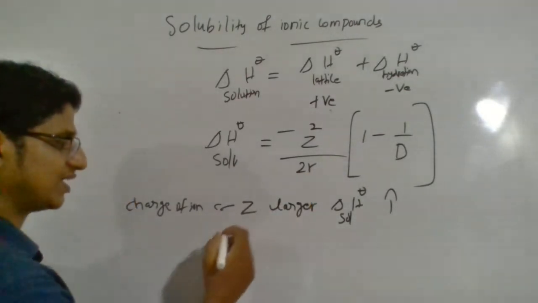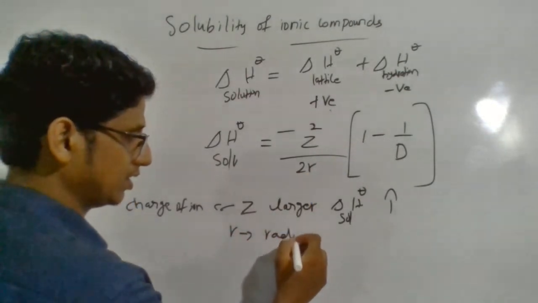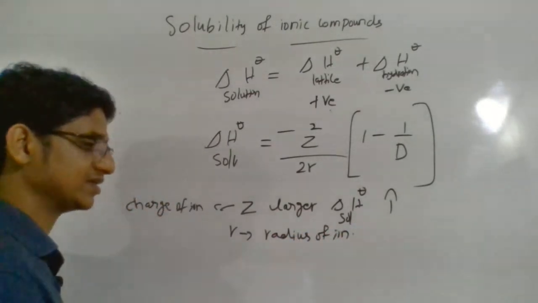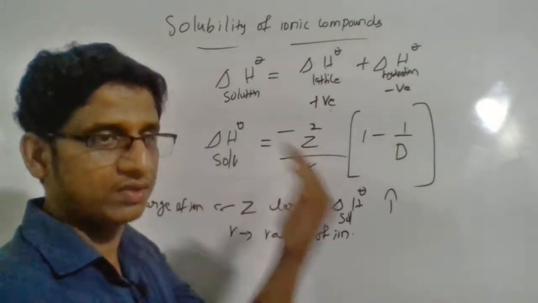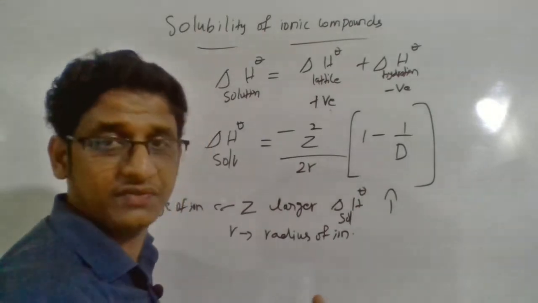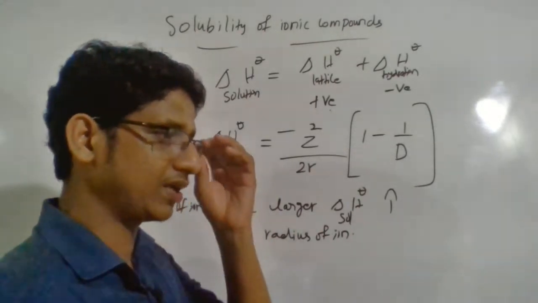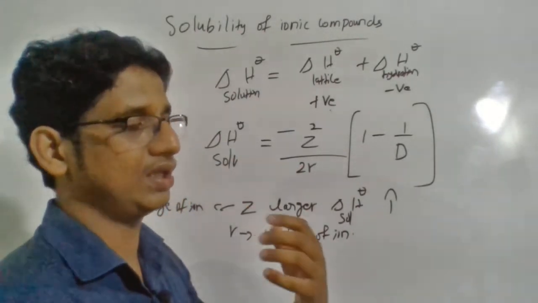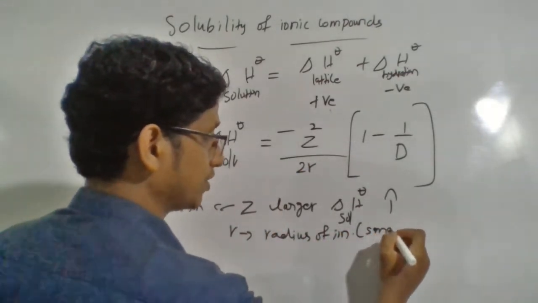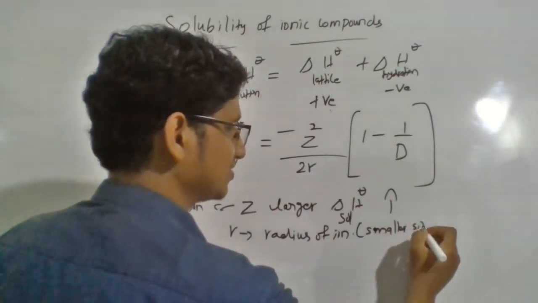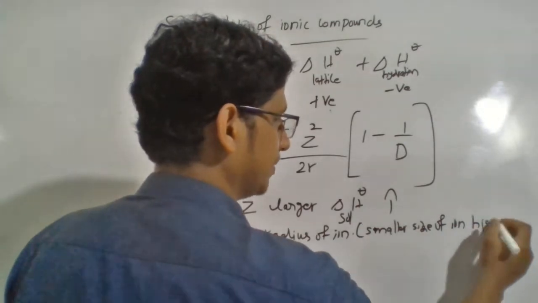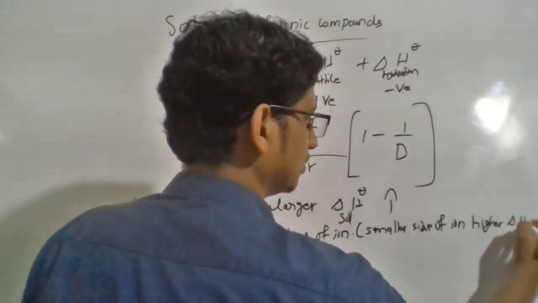Then r. What is r? r is the radius of the ion. If the ionic radius is smaller, it means higher solvation enthalpy. That is always good. We want a smaller radius of ion. You think about a cation having smaller size. They have higher hydration enthalpy. So smaller the size of the ion, higher the hydration enthalpy or solvation enthalpy.